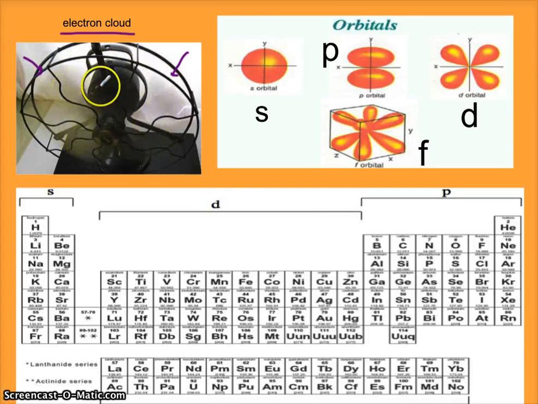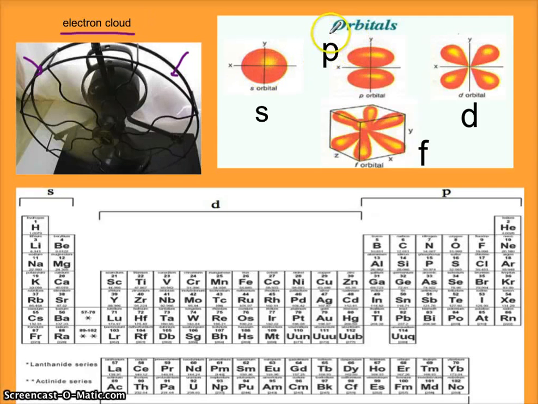The blades are going so fast that you can't really see the individual blades, and scientists think that that's how electrons are, that they are going so fast that if you could see on the subatomic level, you could not see them, that they are like a blur, like a cloud, and hence the term the electron cloud.